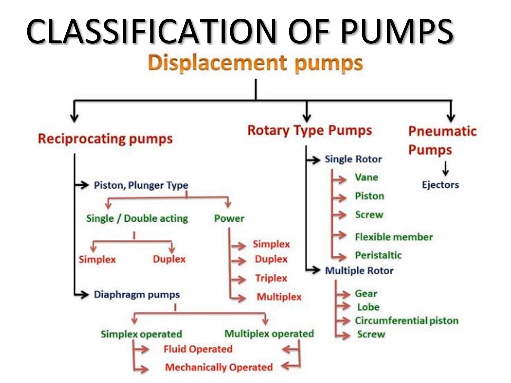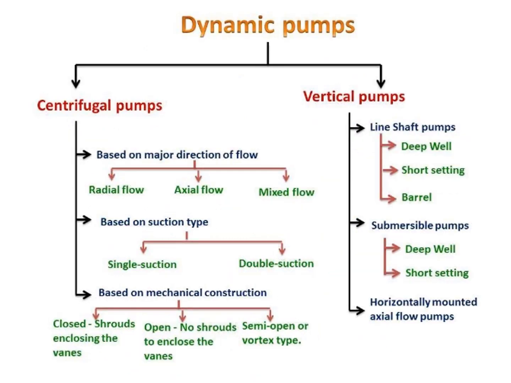The classification of pumps has two main categories: displacement pumps and dynamic pumps. In the displacement pump, there are three subcategories: reciprocating, rotary, and pneumatic pumps. The reciprocating type is classified into two types: piston plunger or diaphragm. In rotary, there are single rotor and multiple rotor types, and pneumatic is only the ejector. In the dynamic pumps, there are two subcategories: centrifugal and vertical pumps.